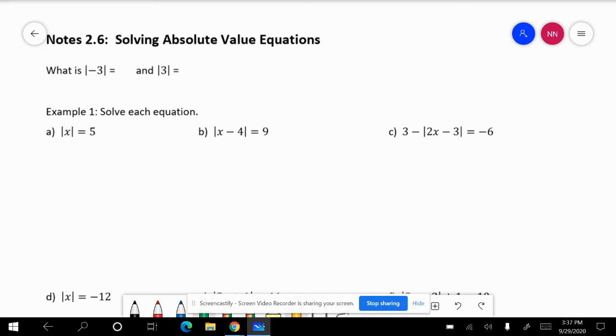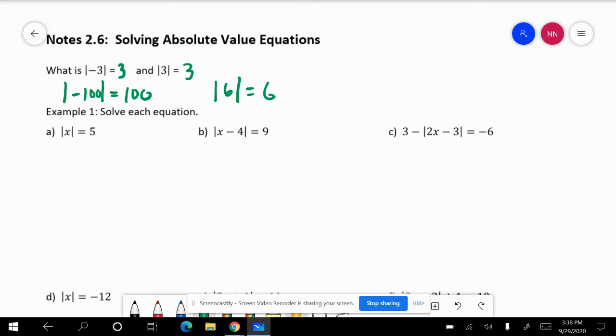So that means that the absolute value of -3 is 3, and the absolute value of 3 is 3. So if I were to come up with a number -100, I would know that the absolute value of it would be 100. Or if I was finding the absolute value of 6, it would be 6.